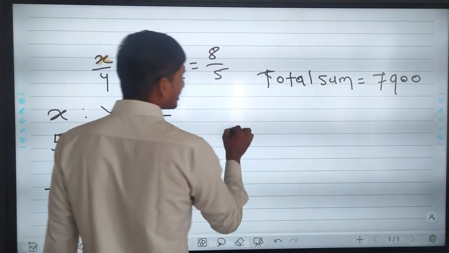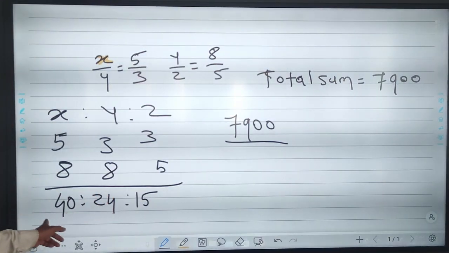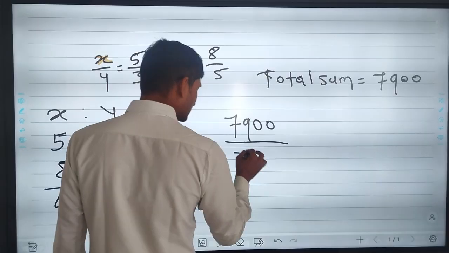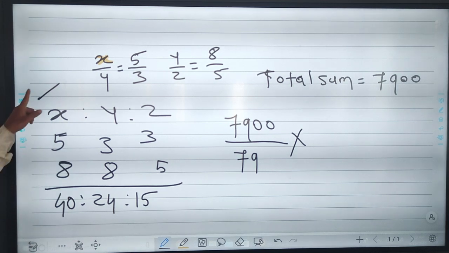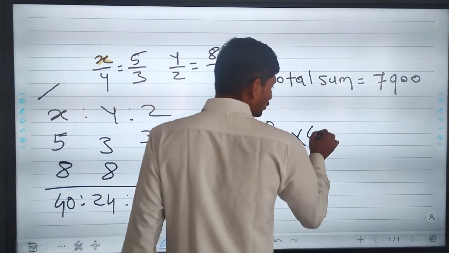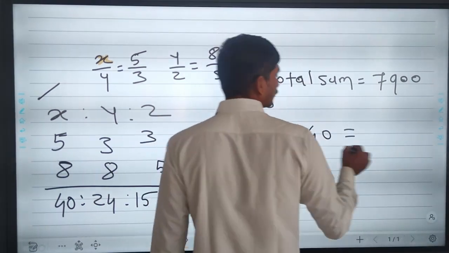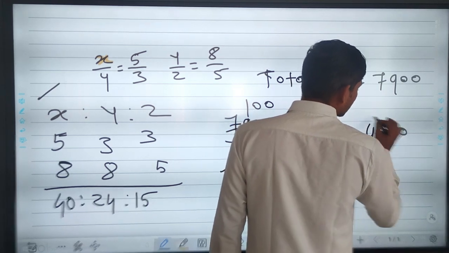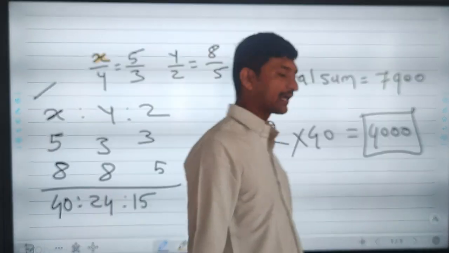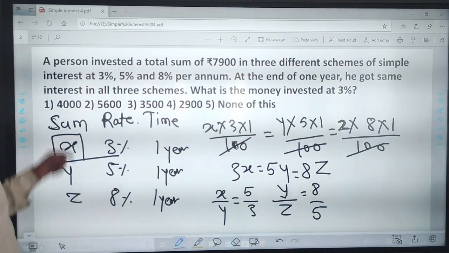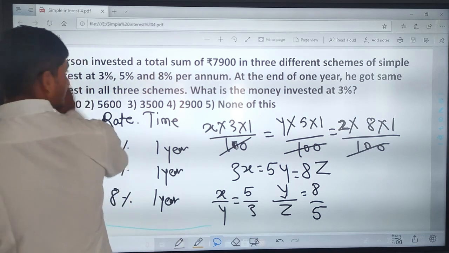Then total sum is 7,900 divided by total proportion. We add this. Then total proportion is 79. Into your x ratio, x is 40, so 40 into 100 is 4000. Then the sum invested at 3% rate is 4000.